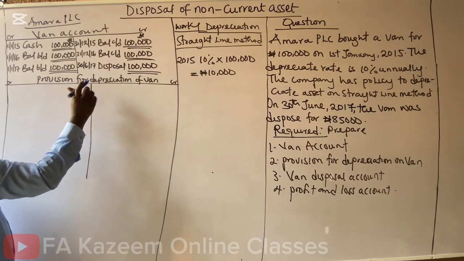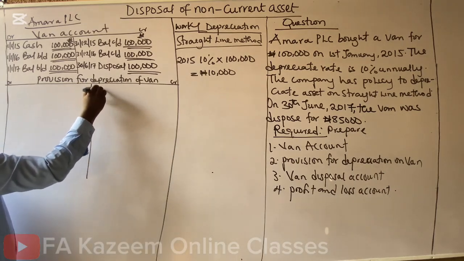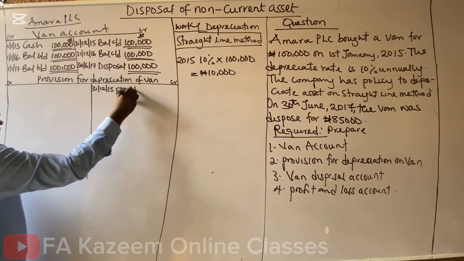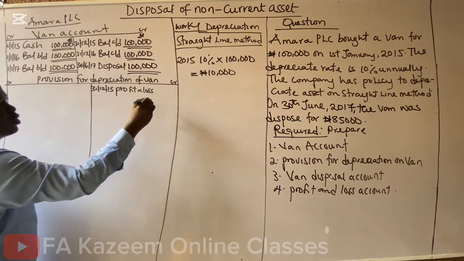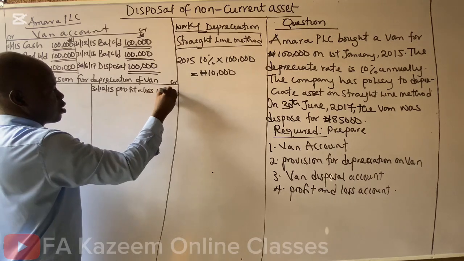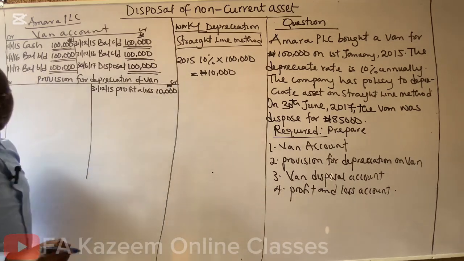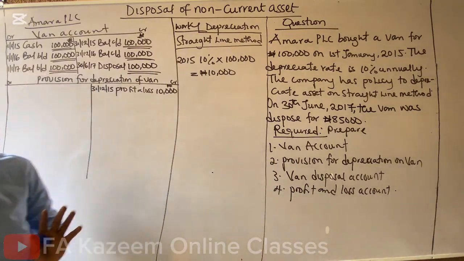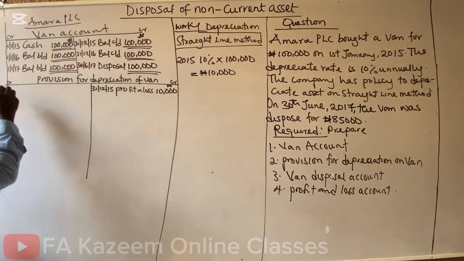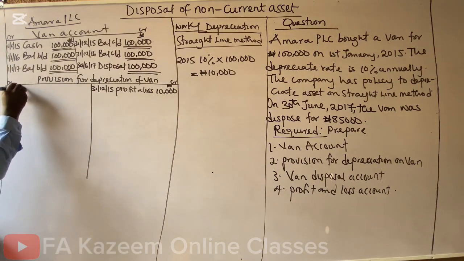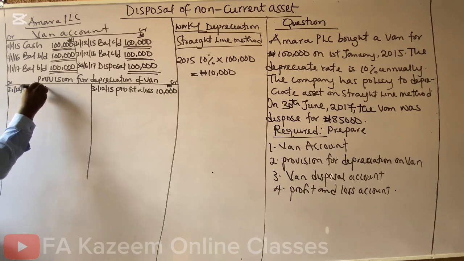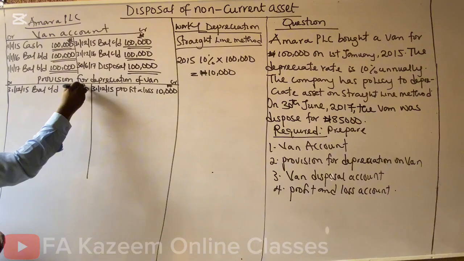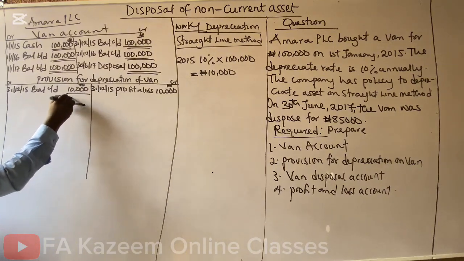We'll come here and say 31st December 2015. They have set aside a sum of 10,000 using straight line method from their profit. They have kept 10,000 for this asset. At the end of 2015, the total amount that has been set aside to date, which we call accumulated depreciation, is 10,000. Account close.